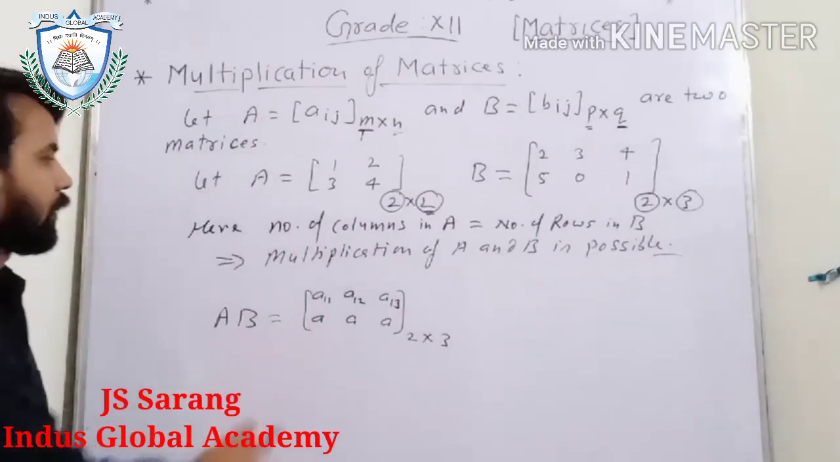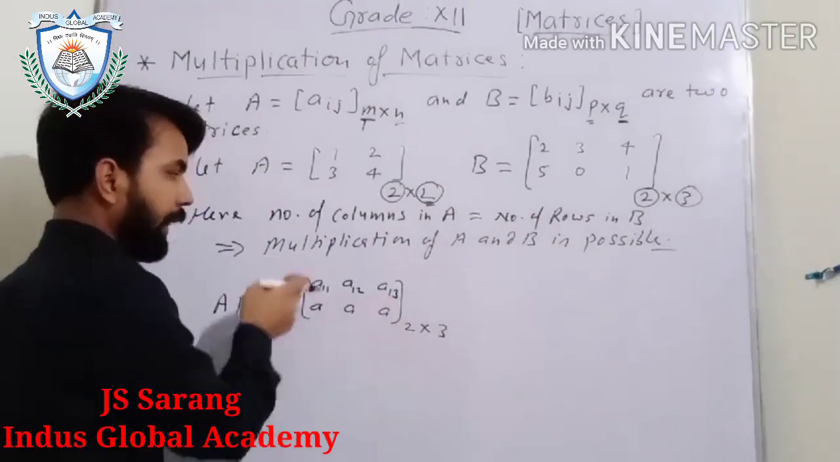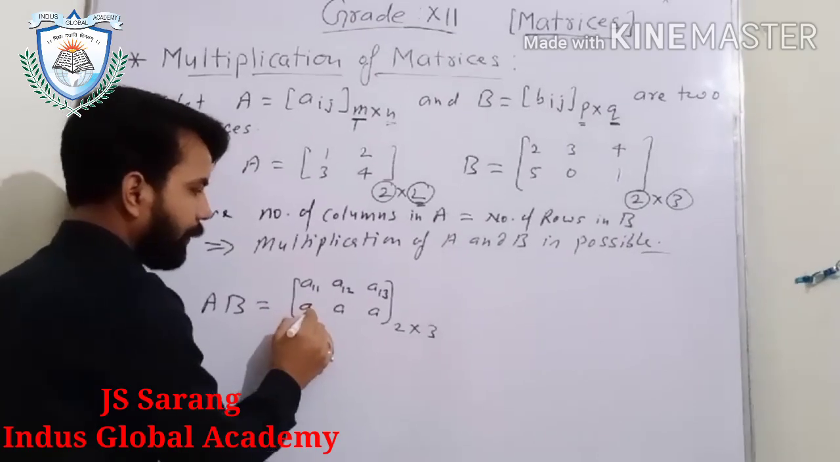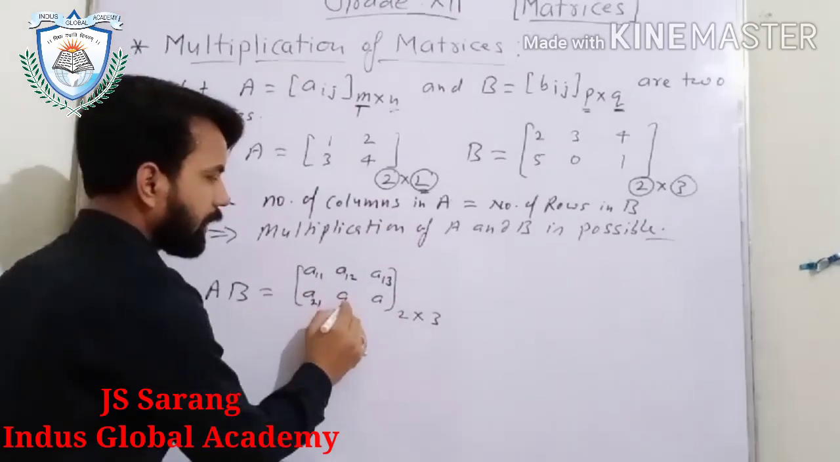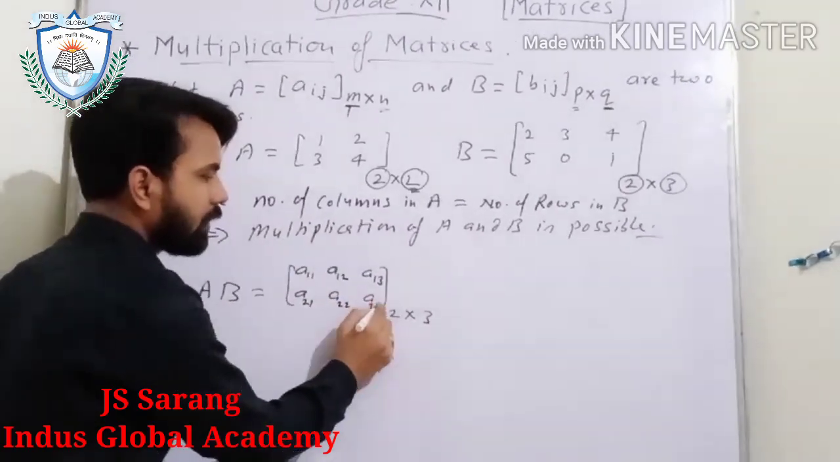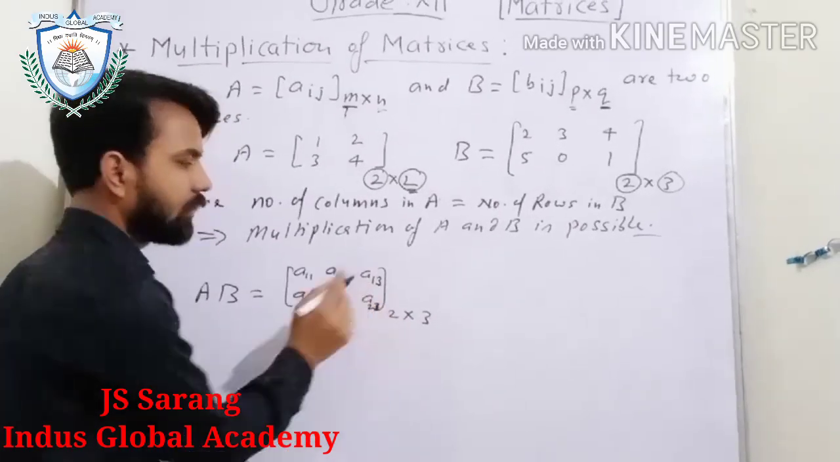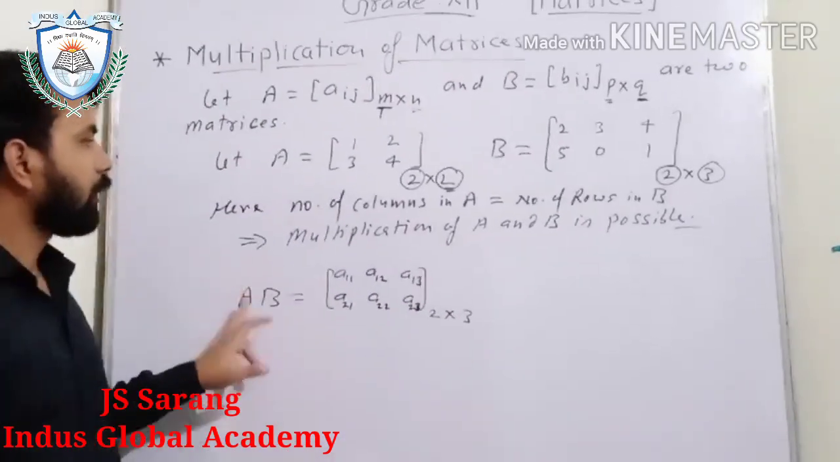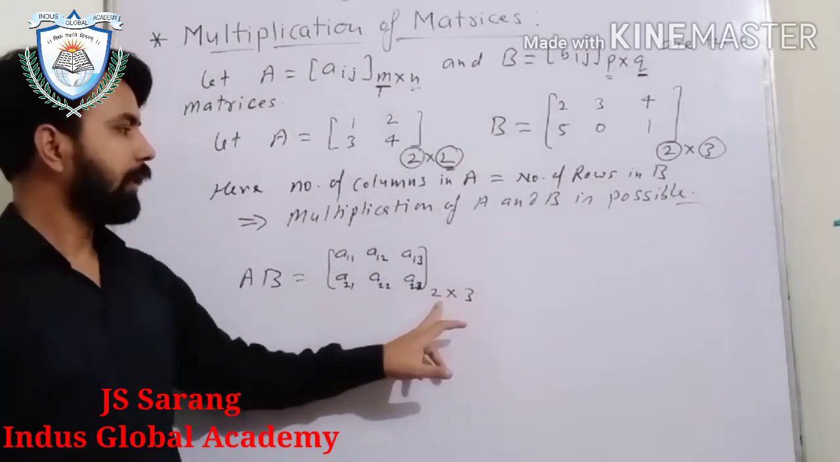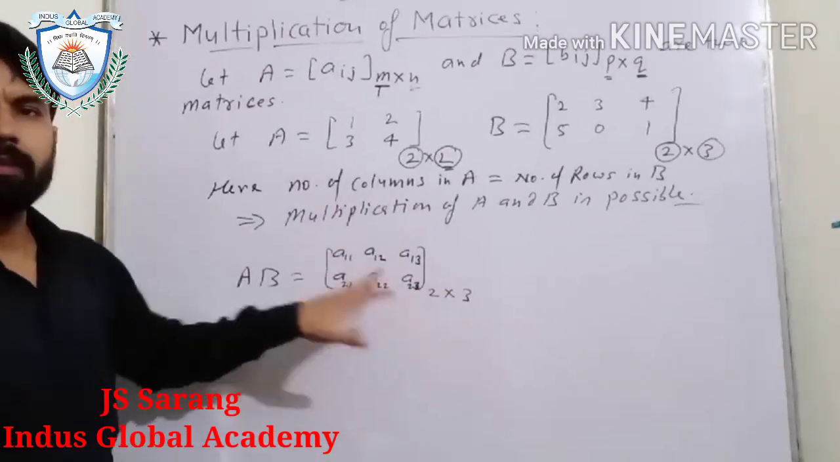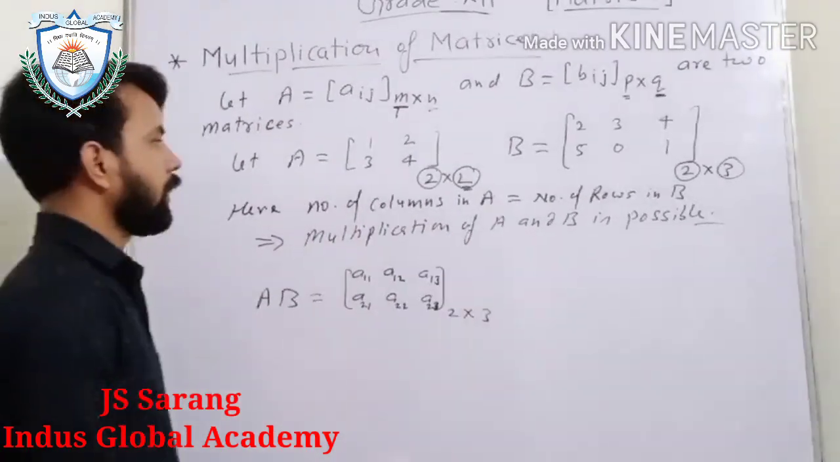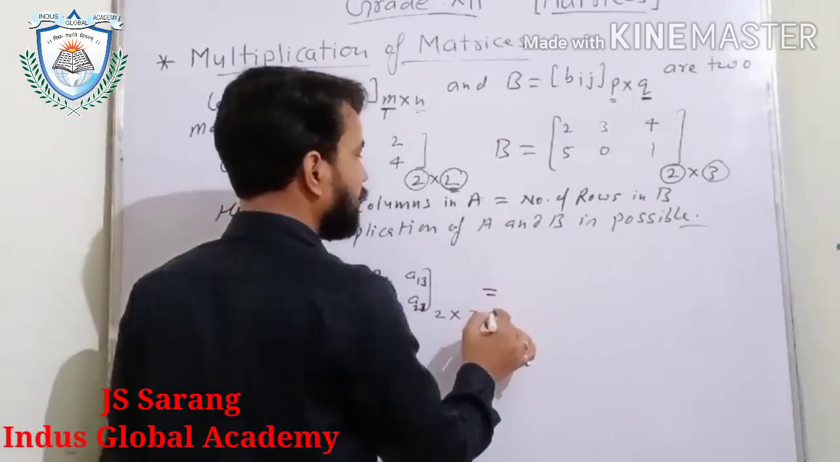Similarly, this is second row and first column, so it will be A21. Similarly, this is 2, 2 and this is 2, 3. Understood? So the order of the product matrix will be 2 by 3 and we will consider it like this. Now the product of these two matrices.